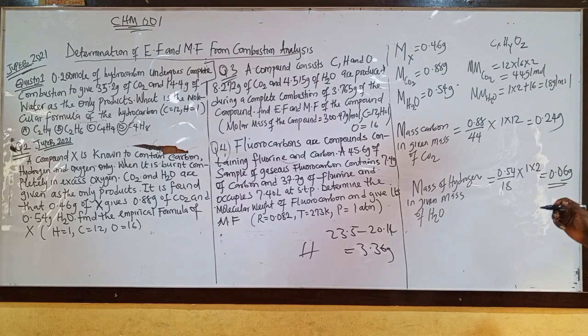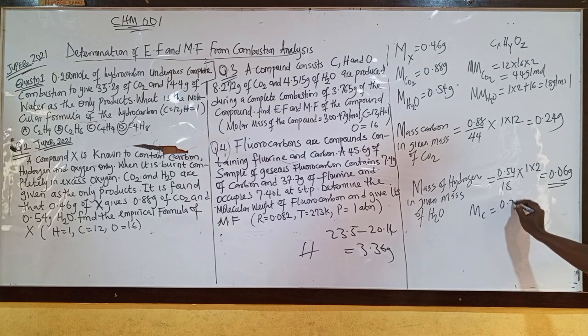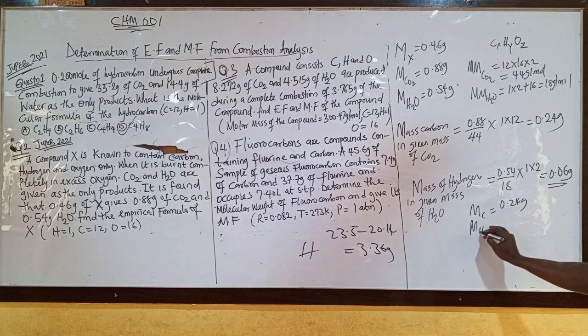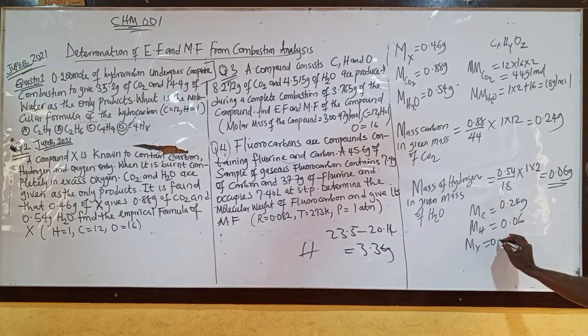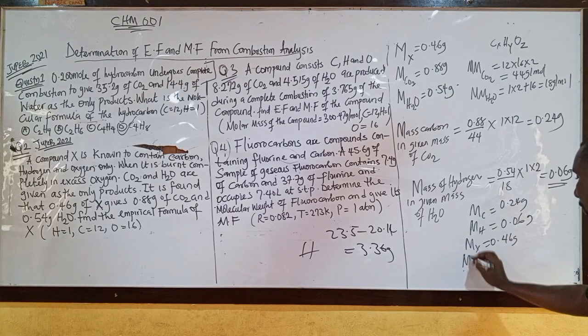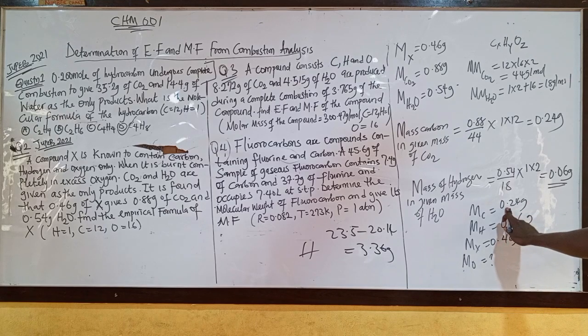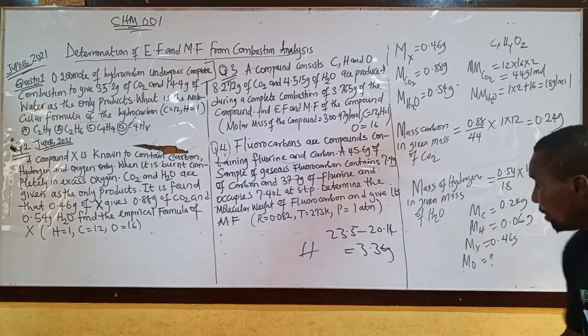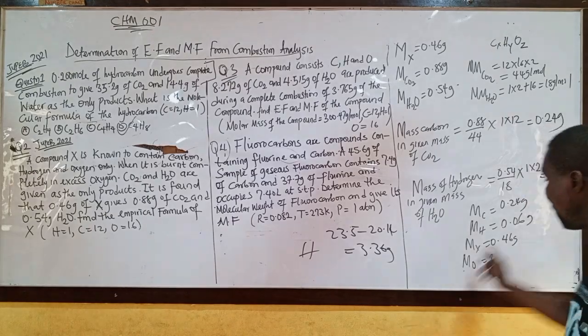Listen, to get the mass of oxygen, we're using the mass of carbon. Mass of carbon is what? 0.24 gram. Mass of hydrogen is what? 0.06. Then the mass of the compound is what? 0.46 grams. Then for you to get the mass of oxygen, which is unknown, you will add the mass of carbon and the mass of hydrogen. Then take it away from the mass of the compound.